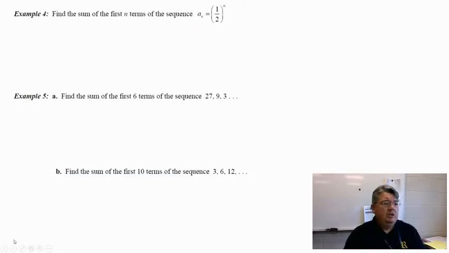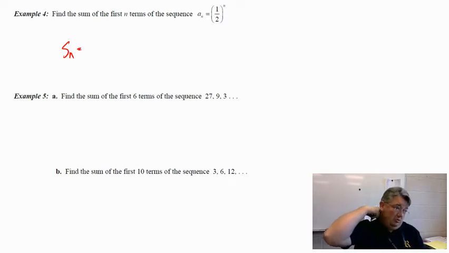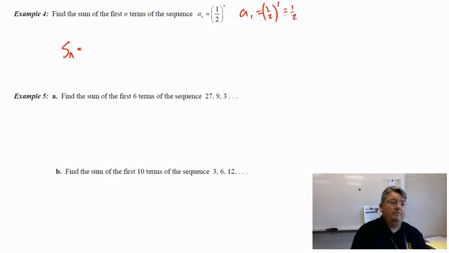Let me show you. The sum of the first n terms of this sequence is going to be equal to, let's think about this, the first term. Well, what's the first term? The first term is 1/2 to the power of 1. Well, that's just 1/2. So 1/2 times 1 minus the ratio. Well, the ratio is the 1/2. It's easy to see the ratio because it's always the base of an exponential to the power of n.